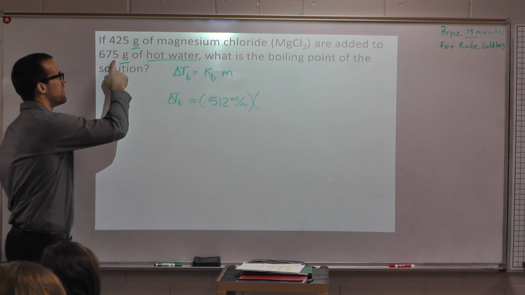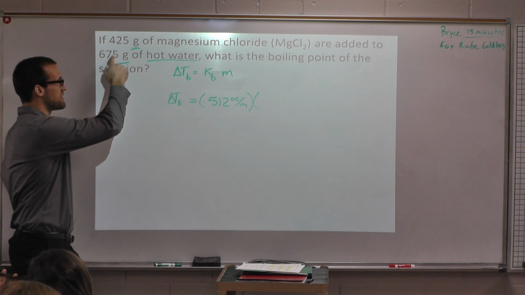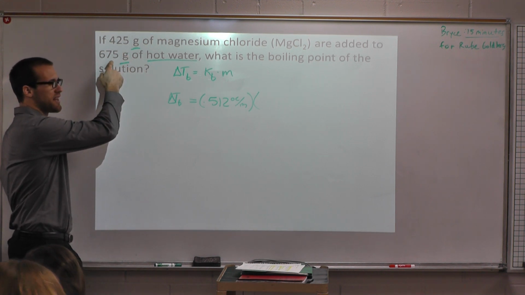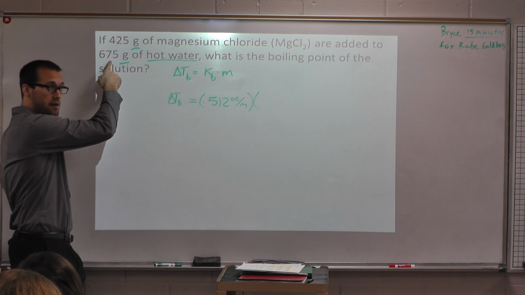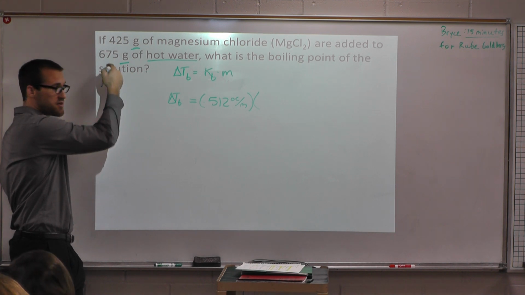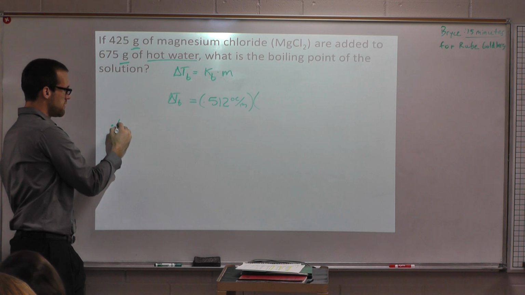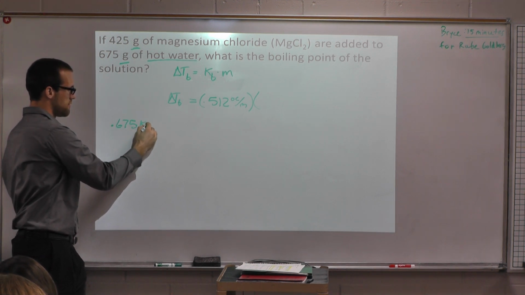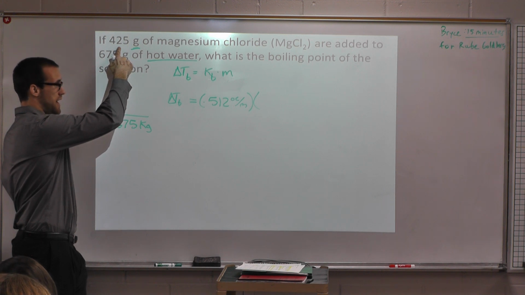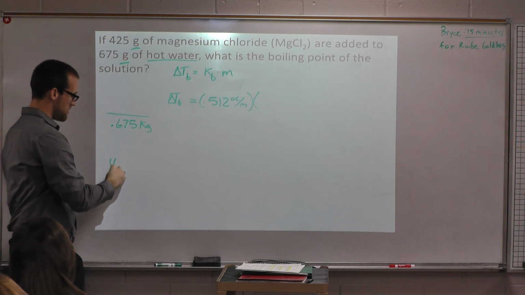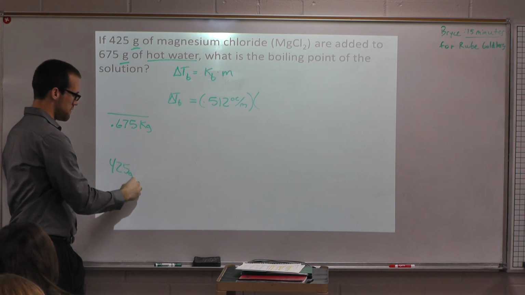First of all, this is my solvent, this is my solute. Can I quickly change that to what it needs to be? What does it need to be in? Kilograms. The solvent needs to be in kilograms, so I'm going to quickly change it to 0.675. And then this needs to be in moles. So I have to do the molar mass of this compound. So I'll just do it on the side here.